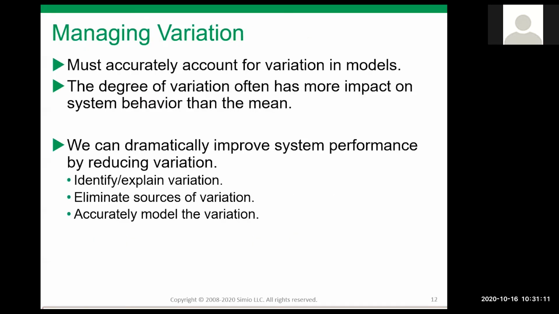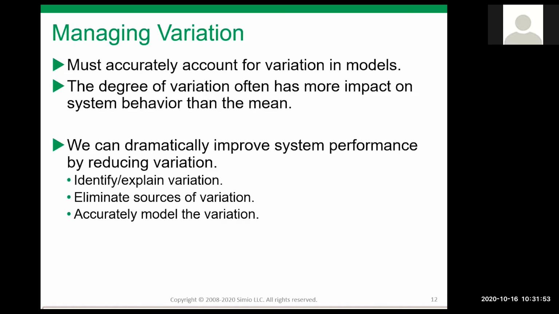Okay, so managing variation is one of the key things. You can often dramatically improve system performance just by reducing variation. So whenever you get a system, you first want to work to identify variation and explain the variation, eliminate any sources of variation that you can. Often you cannot, but many times you can eliminate or at least explain variation, and that can help a lot. And then whatever variation is left, you need to make sure that you accurately model that variation.